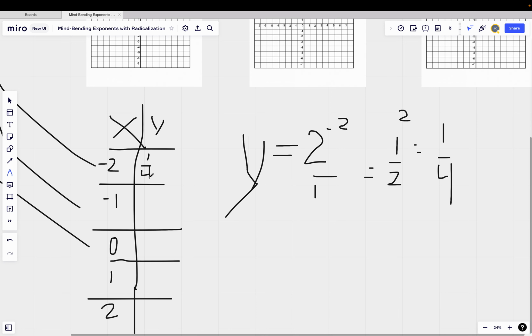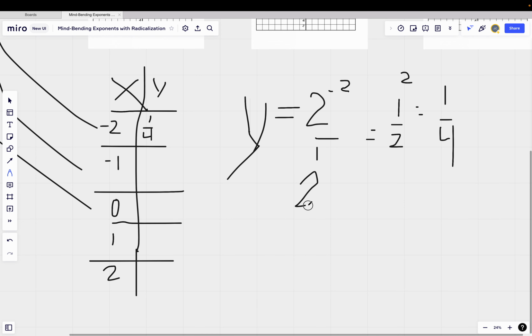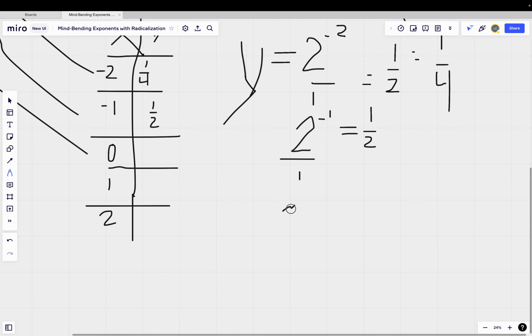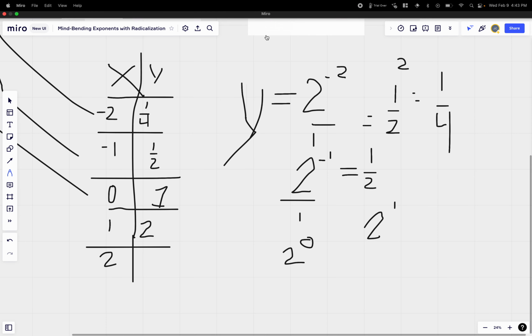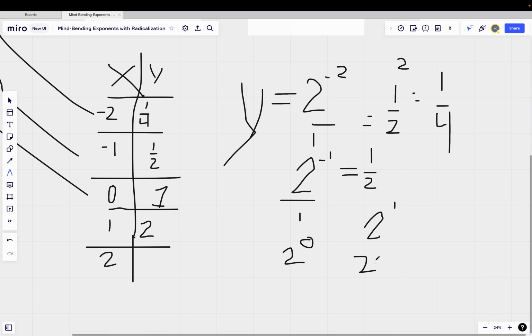Now we're going to try it when x equals -1. So we get 2 to the -1, which would end up giving us 1/2, because it's 2 over 1, and then we flip it. And since it's over 1, nothing happens, so it's 1/2. Now we have 2 to the 0, and 2 to the 0th power would be 1. Now we do 2 to the first power, which would be 2. And then we do 2 to the second power, which would be 4.